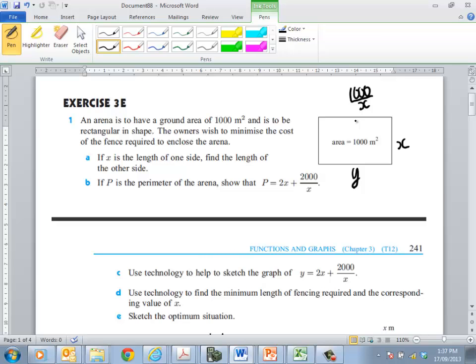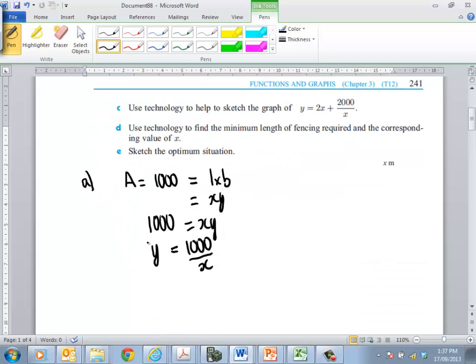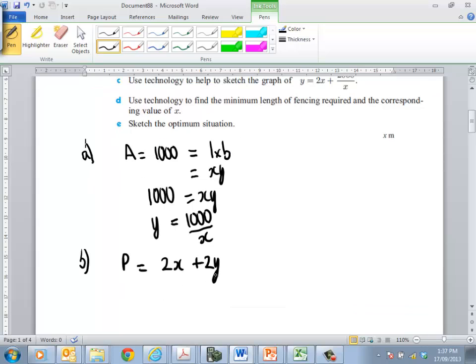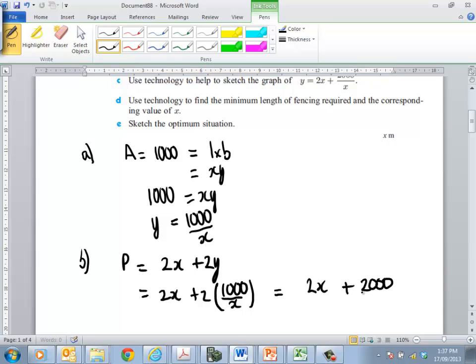The rest of the question requires you to use technology. But first, let's show it, keeping in mind we know what the answer is. The perimeter is equal to 2x plus 2 lots of y. Obviously this is a pretty simple example. Where do we know y is equal to? 1,000 over x. We've done similar things to this, it's not brand new. So that's equal to 2x plus 2,000 over x. That's my perimeter.